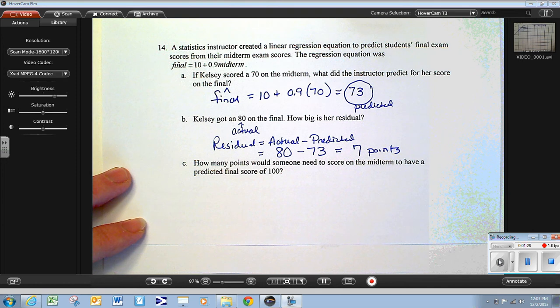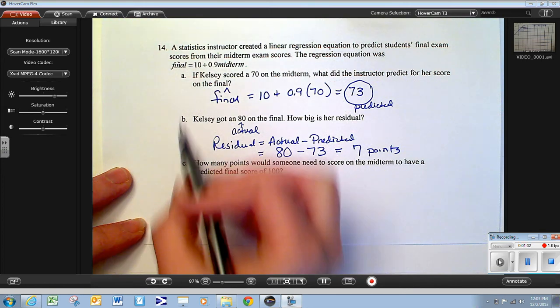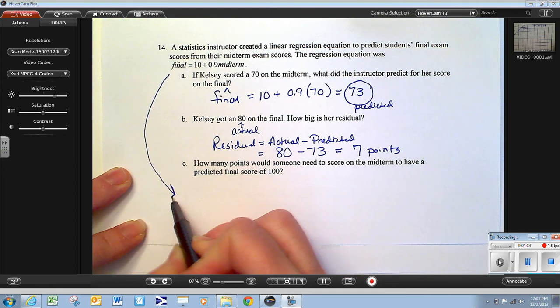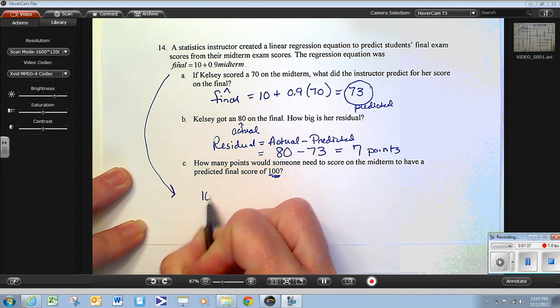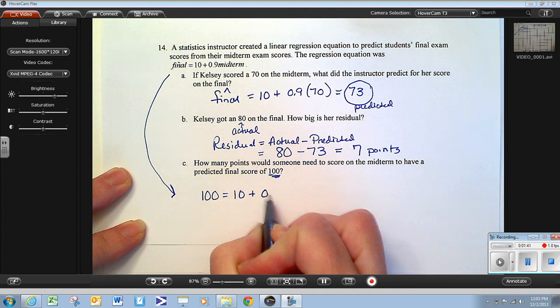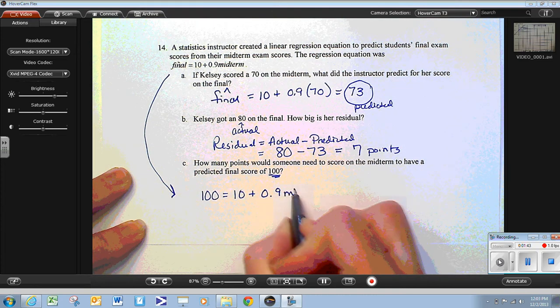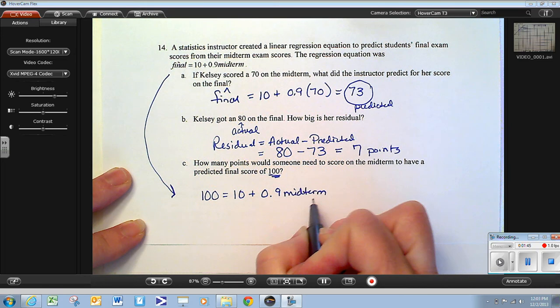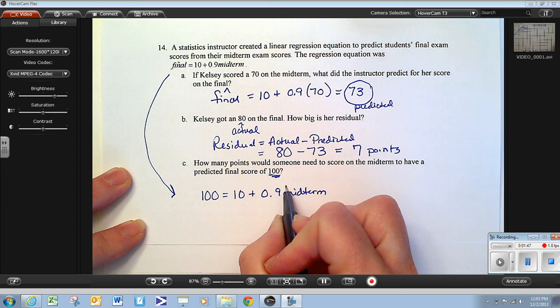Part C, how many points would someone need to score on the midterm to have a predicted final score of 100? And that's just using this model in reverse. So we'll substitute the 100 in place of the predicted score and work backwards to see what they would have needed to get on their midterm. We could use the word midterm there. We can actually make that a variable of x if we want to.